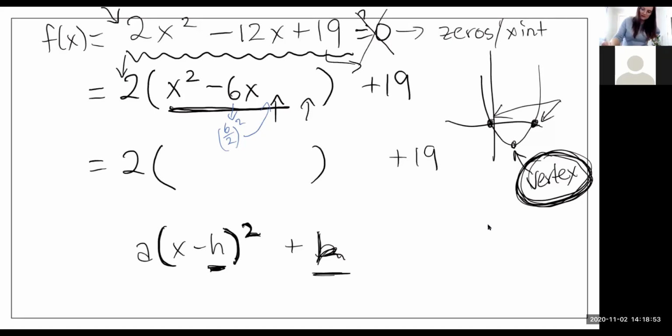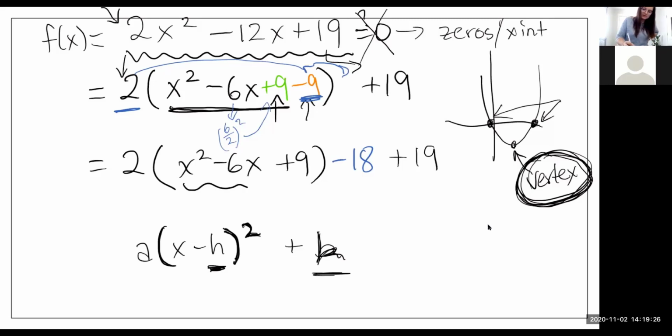9, yep. So we're going to add 9. But remember, we can't just add a 9 without subtracting a 9 to compensate, but we don't actually want that minus 9 there. So remember, we had to kick it out. And it's because it's still under the multiplication of 2. So in order for me to get rid of it, it's going to be minus 18 as it's distributed out. And then I just have this part inside, which is going to be a nice perfect square. And this is going to be put together. 19 minus 18 is plus 1.